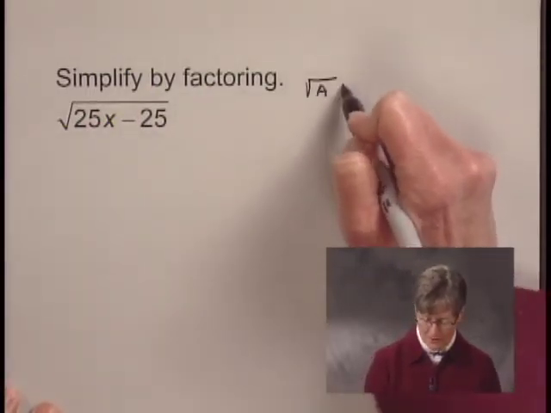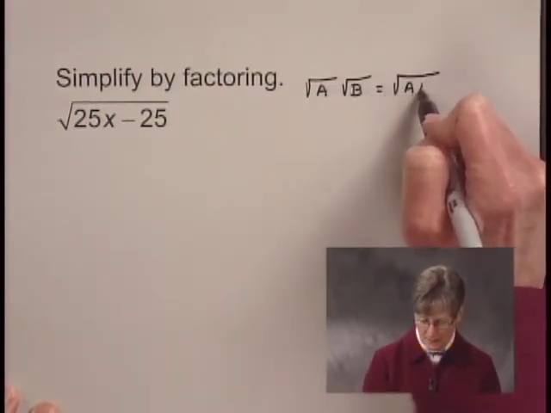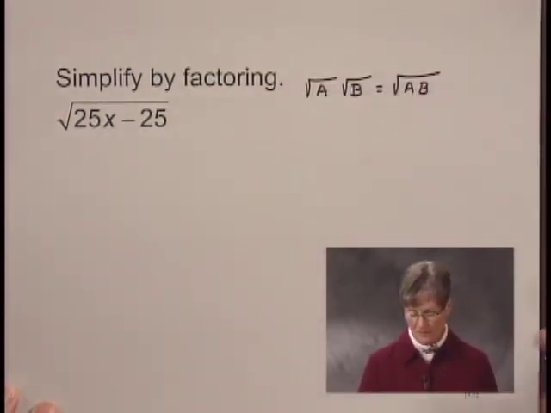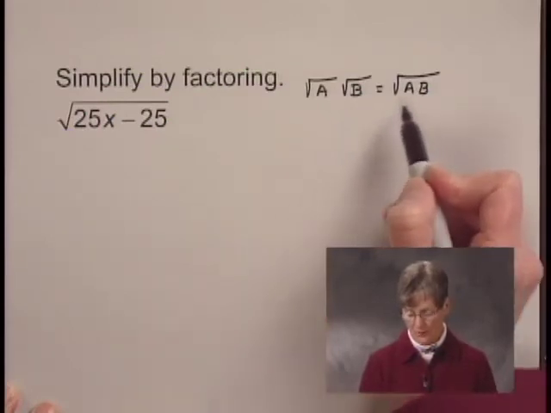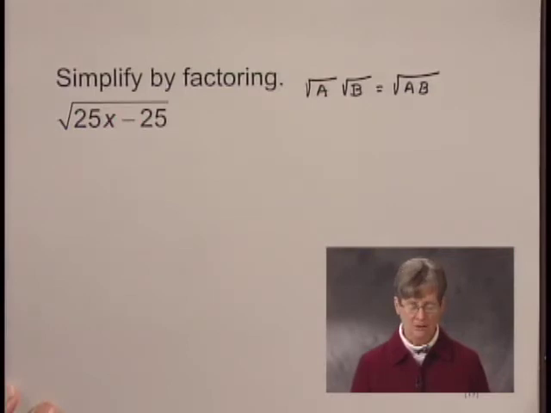Remember, the product rule says that the square root of a times the square root of b is equal to the square root of a times b. But we can use it in the opposite order too. If I have the square root of a product, I can write it as a product of square roots.